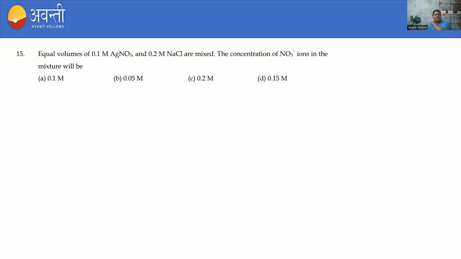Now, equal volumes of 0.1 molar AgNO3 and 0.2 molar NaCl are mixed. Now you have to find the concentration of NO3 negative ions in the mixture. So what is the concentration of NO3 negative ion? So when equal volumes of solutions are mixed, the volume gets double, right? And thus the concentration changes. The new concentration of nitrate ion in the mixture will be nothing but M by 2 only, right? So this will become 0.1 divided by 2. So we say 0.05. So it's a very simple question.